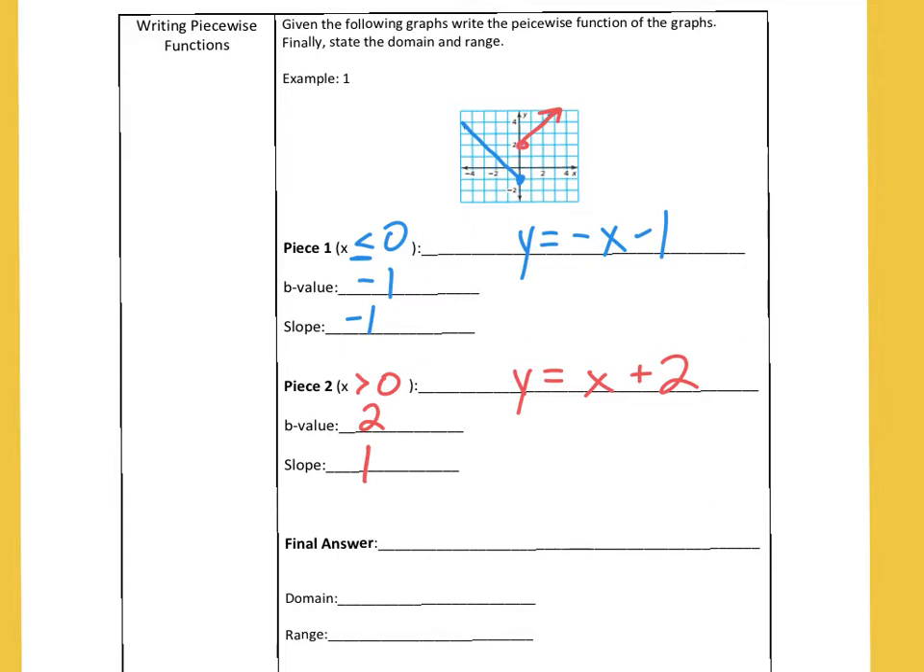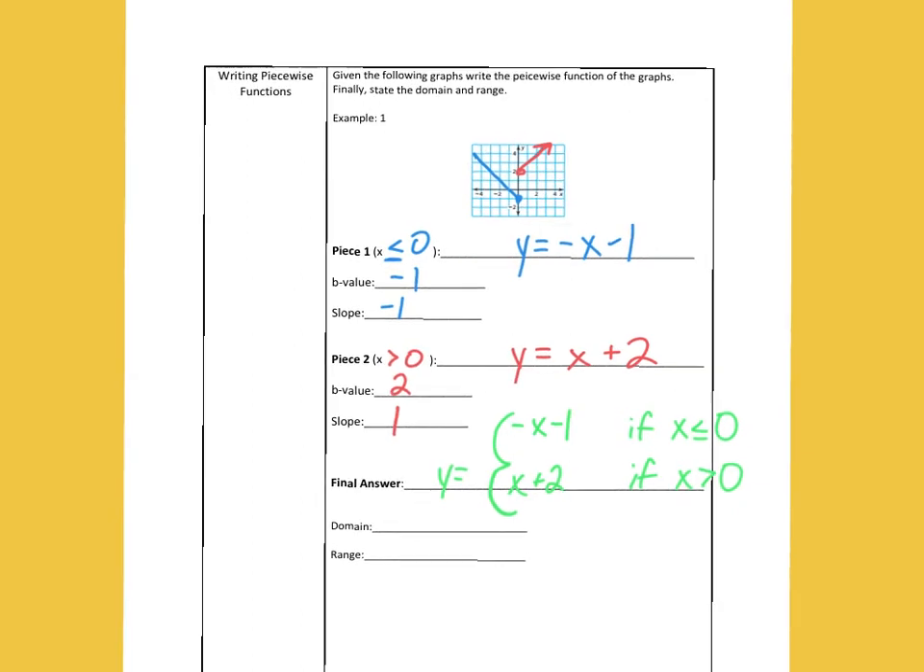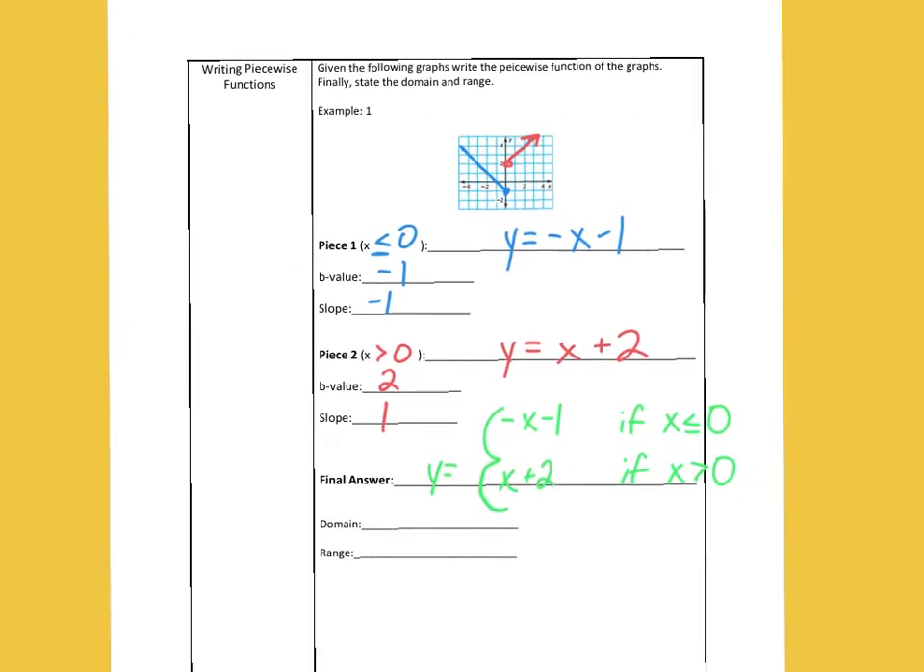Okay, so my final answer, we're just going to put these two together. So it's going to be y equals our little piecewise parenthesis. What'd you say? Negative x minus 1 if x is less than or equal to 0. Good. And then the second piece? x plus 2 if x is greater than 0. Perfect. Questions so far on that? Okay, so we're almost done, but we do have to add in the domain and range.